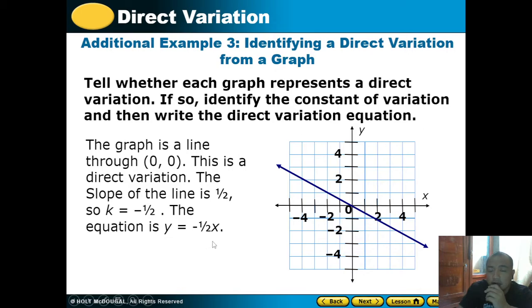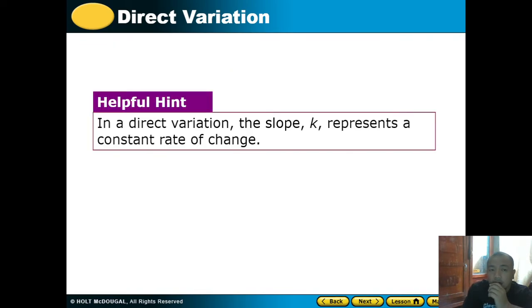Okay. So it means to say that the slope of a line is also the constant of variation. The graph of a direct variation is a straight line. So the graph of direct variation is the same as the graph of a straight line. And the constant of variation in direct variation is the same as the slope in a linear equation. So in the direct variation, the slope k represents a constant rate of change.